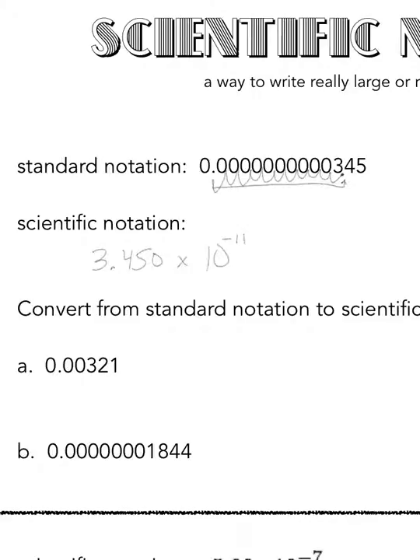Go ahead and do A and B, and I'm going to give you the answers to those. Pause. Okay, for A, move my decimal 3 units to the right. 3.210 times 10, 3 jumps, negative 3. For B, 1.844 times 10, we had 1, 2, 3, 4, 5, 6, 7, 8 jumps, negative 8.